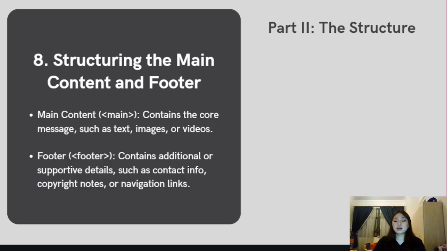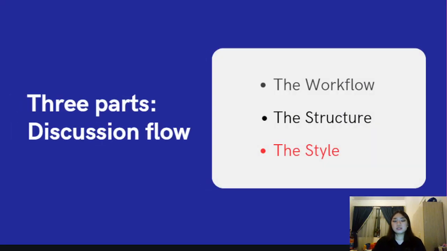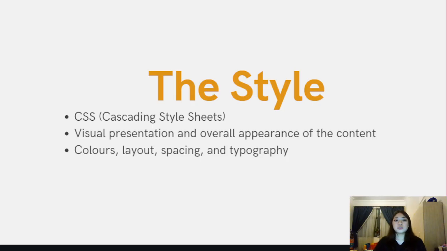Moving on with our last topic, after the second topic, the structure, we have the style. The style of a web page refers to CSS or cascading style sheets, which is responsible for the visual presentation, design, and overall appearance of the content created with HTML. While HTML provides a structure, CSS determines how that structure looks on the screen, its colors, layout, spacing, and typography. So CSS allows developers to turn a plain text-based web page into something more visually appealing, organized, and user-friendly.